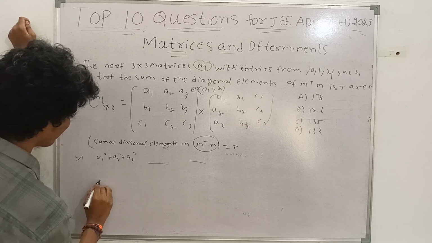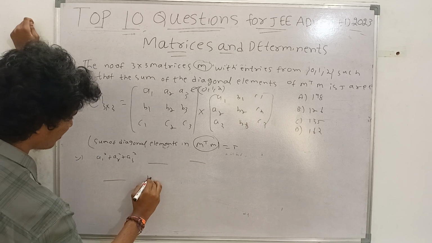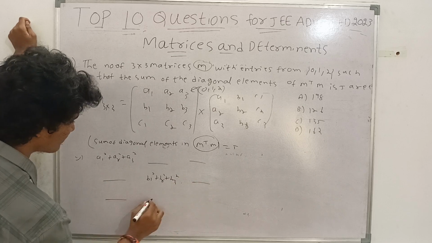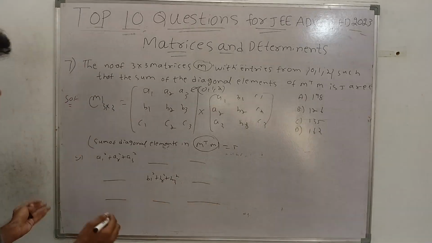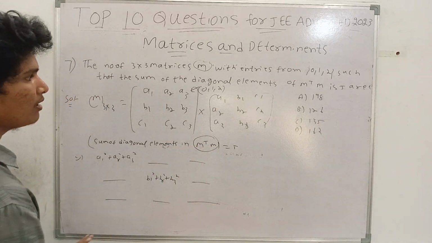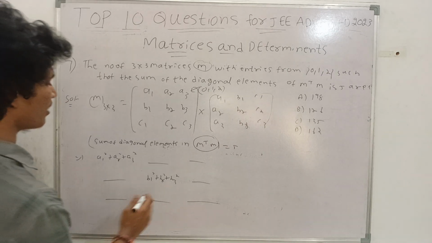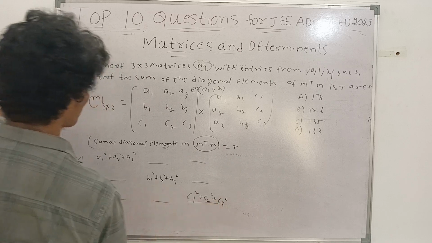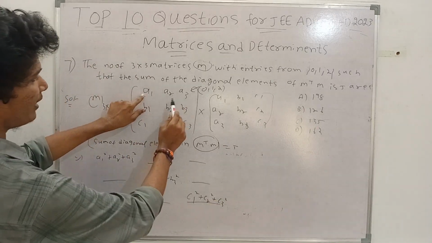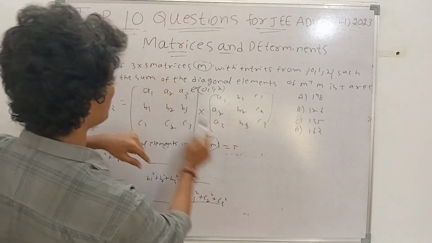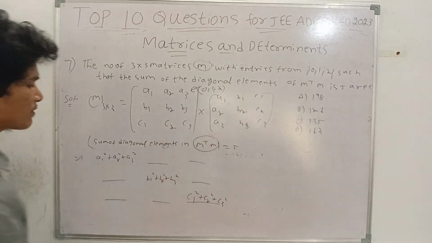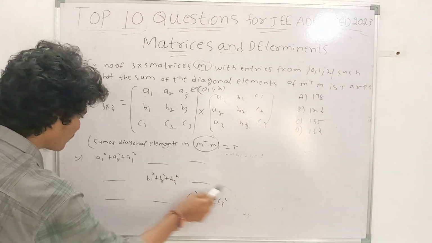Leave this thing, leave this thing. Here it will be B1 square plus B2 square plus B3 square. Leave these things. Why am I leaving these things? Because these things are not needed, and if you do calculations, it is a waste of time. And here it will be C1 square plus C2 square plus C3 square. Because A1, A2, A3 multiplying with A1, A2, A3: A1 into A1, A1 square, A2 into A2, A2 square, A3 into A3, A3 square. So this thing I got. And these are the diagonal elements.